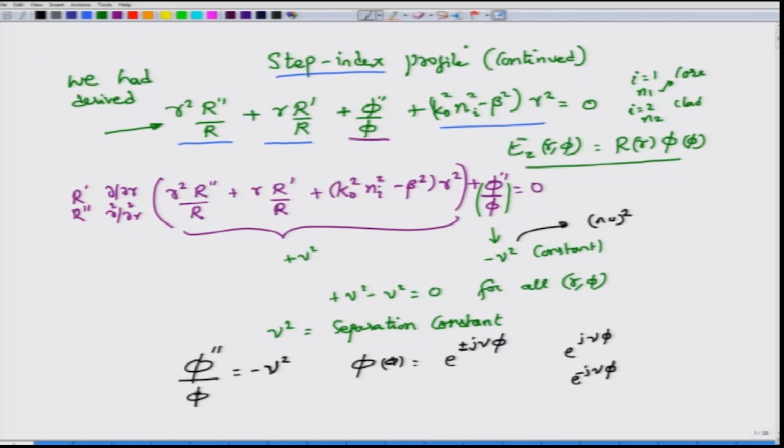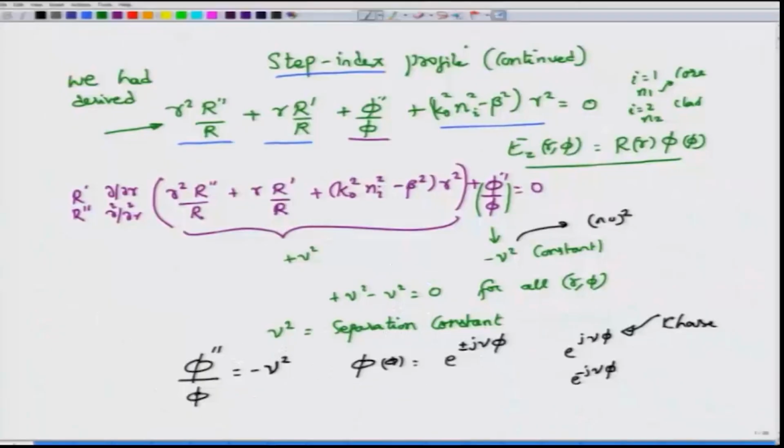I can, let us say, choose e to the power plus j nu phi, for example. So, this is the solution that I will choose. Okay. And this point, that you can actually have solutions which are e to the power plus j nu phi or e to the power minus j nu phi, will be exploited later when we discuss something called linearly polarized modes. There we will see that it is possible to use e to the power j nu phi and e to the power minus j nu phi in a specific manner to combine and actually make the longitudinal components completely disappear, but that is a story that we will have to wait for another module.